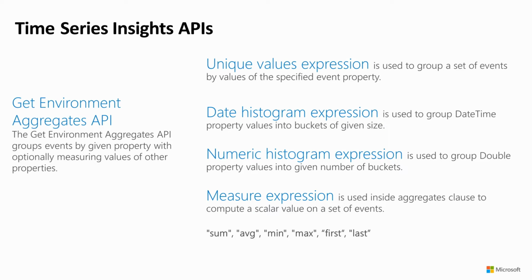And finally, we have measure expressions, and these are used inside aggregates clauses to compute a scalar value on a set of events. So some of the ones that we offer include sum, average, min, max, first, and last. And these are very powerful expressions that enable you to understand, for example, what the last value that exceeded a certain threshold was, or the last known location of a particular ship, or even the average temperature of all your devices between a period of noon and 1 p.m.